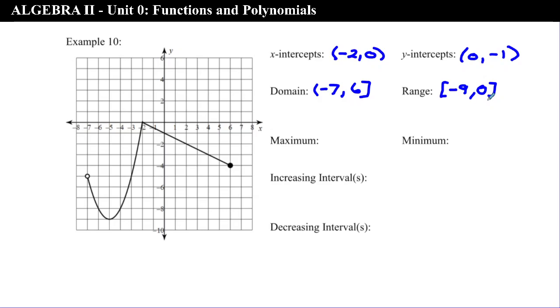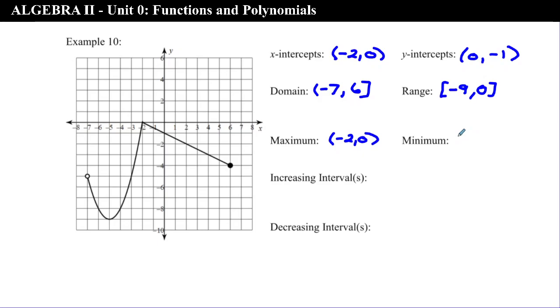Now let's talk about the maximum. The maximum occurs at the top part of the function. Well, we just showed where that was when we did our range. So our maximum is at the point (negative 2, 0). Our minimum is at the bottom part of the function, which we just showed. So this function happens to have an absolute maximum and an absolute minimum.